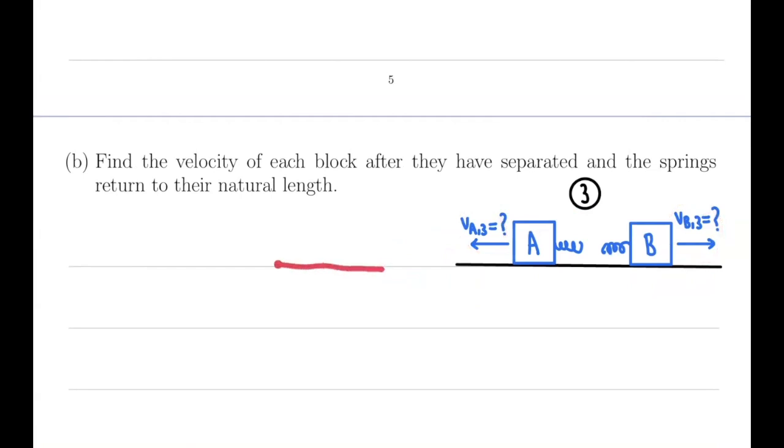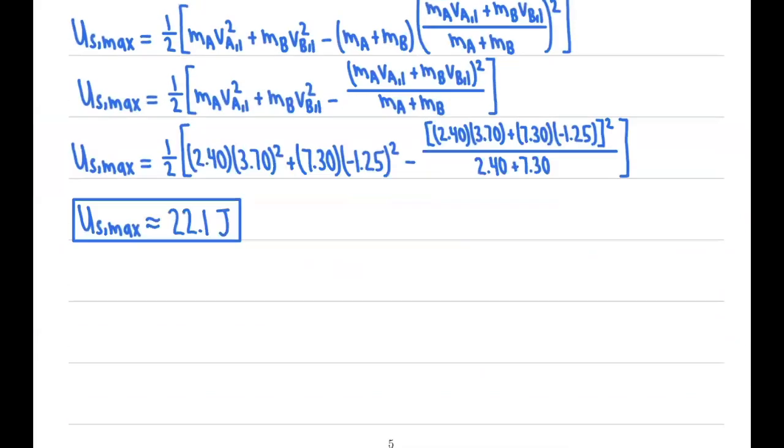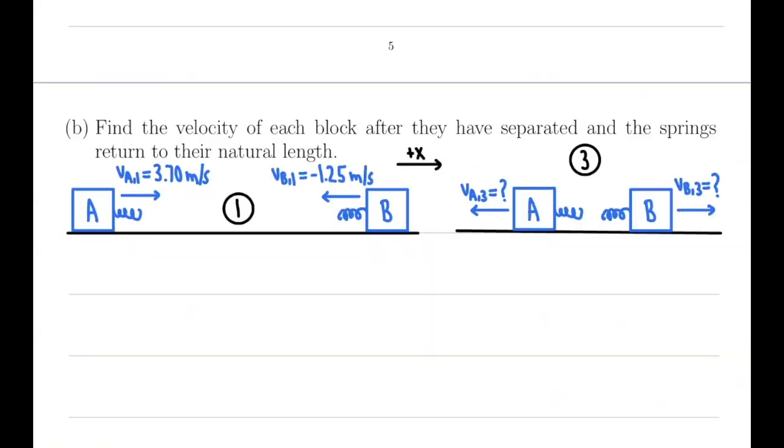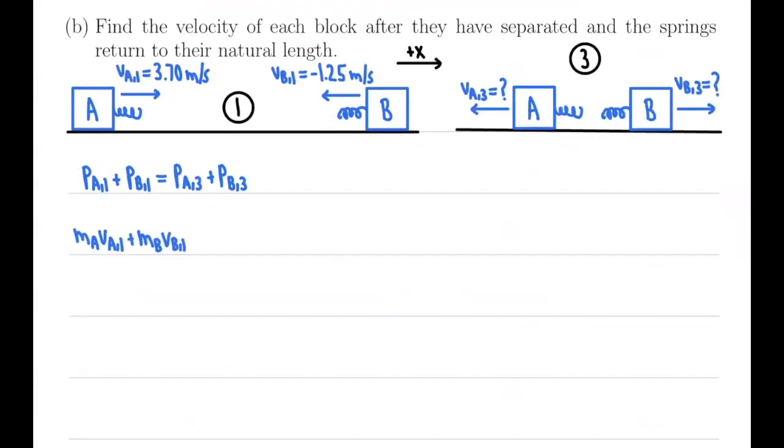So should we look at energy and momentum conservation from 1 to 3 or 2 to 3? That's what we got to figure out now. It turns out you can actually do either, but it's easier to look at 1 to 3. So basically before and after the collision instead of 2 to 3. And then again, the positive x direction is to the right. So the momentum is going to be conserved from 1 to 3, right? Because there's no net external force.